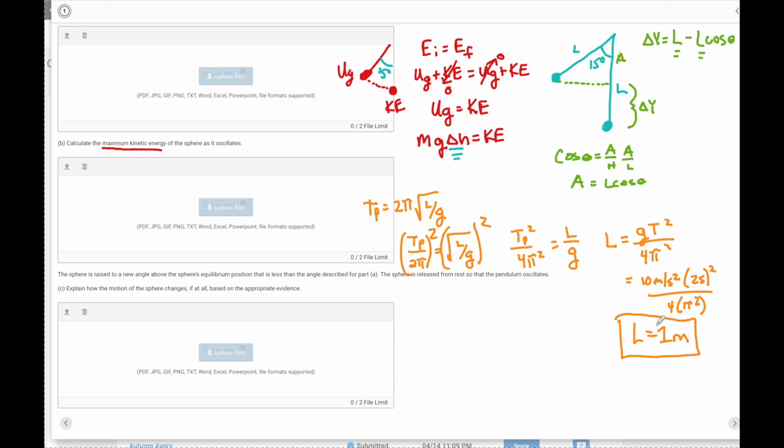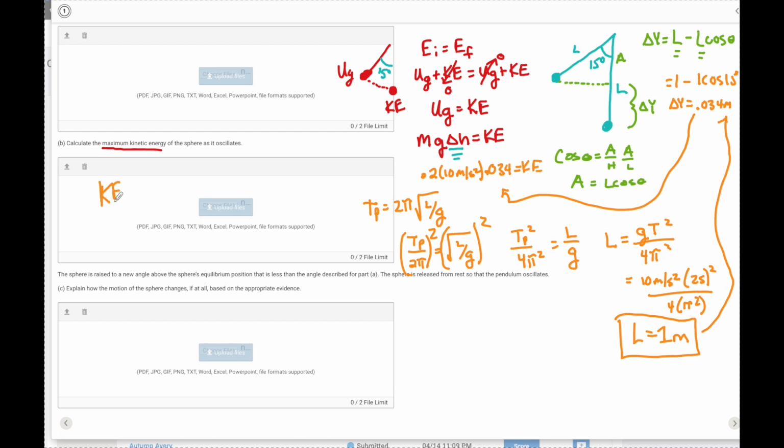Now I can go back and work my way backwards. So now I'm going to take this up to here and I'm going to say delta y is equal to 1 minus 1 times the cosine of 15 degrees. So my delta y is going to be equal to 0.034 meters. I'm then going to shoot this way over to here, and I'm going to say 0.2 times 10 meters per second squared times 0.034 equals KE. KE is going to be equal to 0.068 joules. A lot of work for this one, guys, but not that difficult.